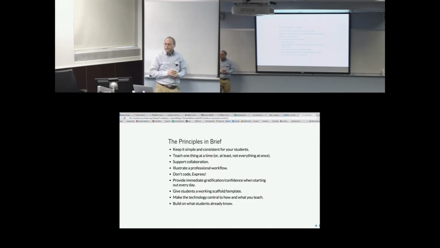But you're teaching students, you really need to keep it simple. They don't know as much as you do about using R. And you should teach one thing at a time. And I'll show you an example of how we teach many things at a time and why that can be confusing. Is collaboration, do you say to your students it's important to collaborate?